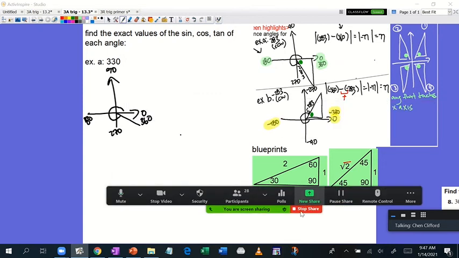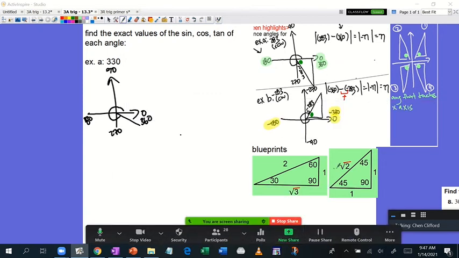Okay, so the big picture is we're going to use the reference angles that we learned before, and then we're going to use the blueprints. This is what's given to us here. Example A, 330. So I'm going to draw. 330 lands us right here. This is 330.